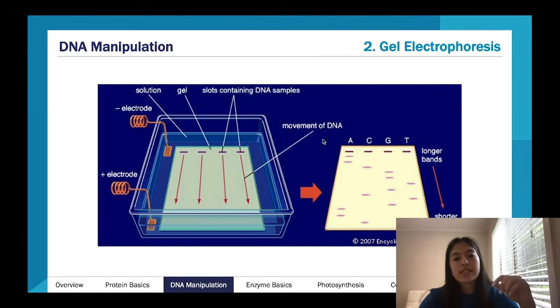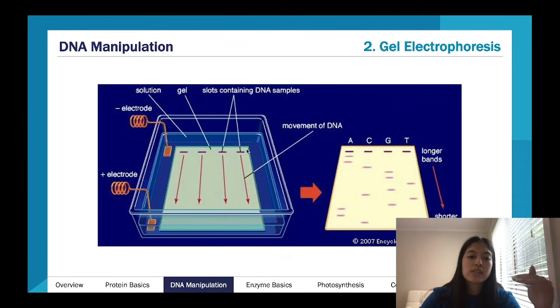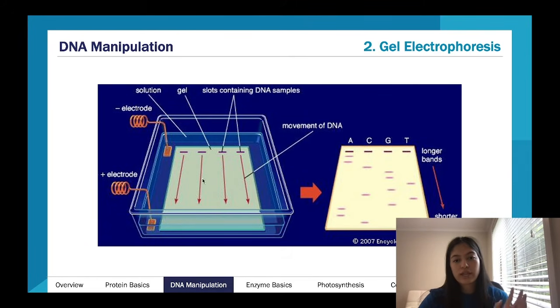So you put the DNA in the wells at the start, and because DNA is slightly negative, remember this, DNA is slightly negative, I think it's like the phosphate group, something like that, it will move towards the positive side. So electrophoresis, that's where the electro part comes in. So they start off at the negative side, and because negative attracts positive, they're going to migrate towards the positive electrode, and that's where we're going to get this separation.